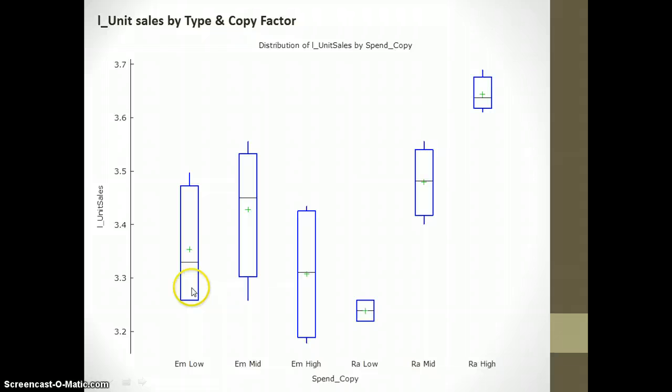Another interesting thing to note here is that for emotional versus rational over there on the right side, the variance is a lot higher. When we control for the level of spend, emotional advertising has a lot bigger variance than rational, whereas before, when we weren't controlling for the level of spend, it looked like the emotional variance was a lot lower, but the rational was higher in variance.